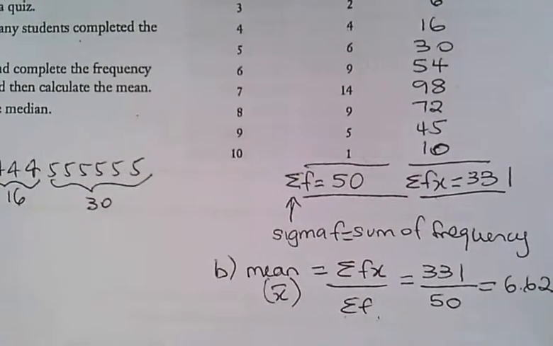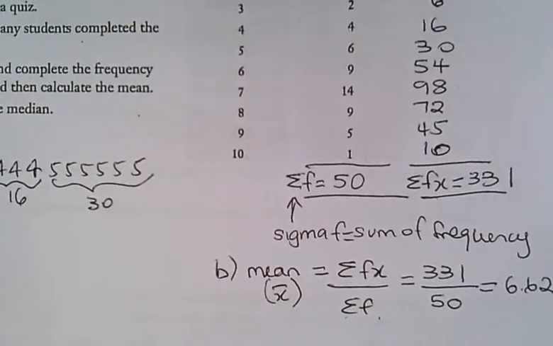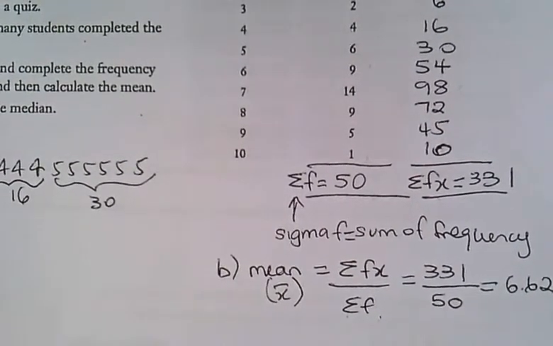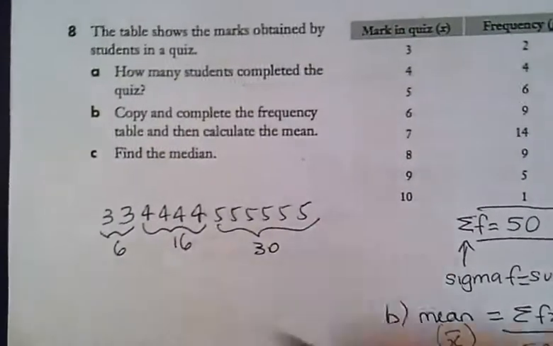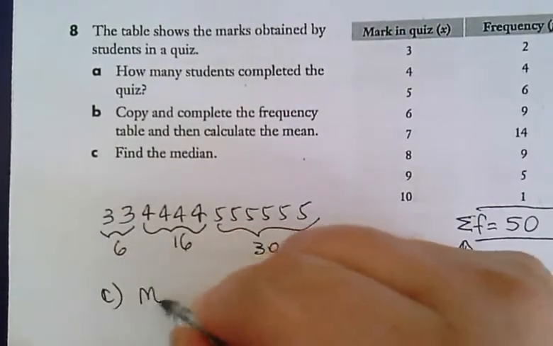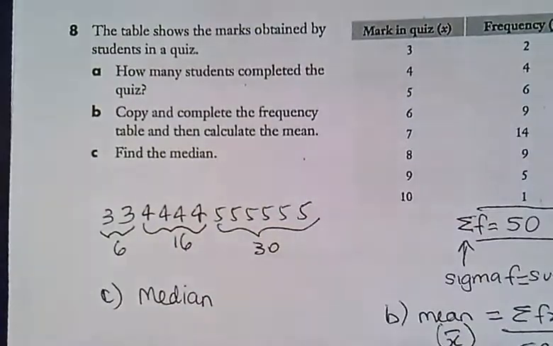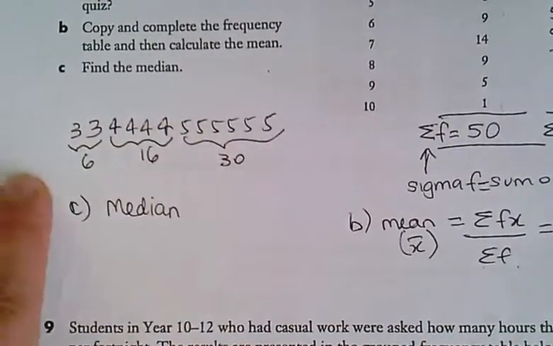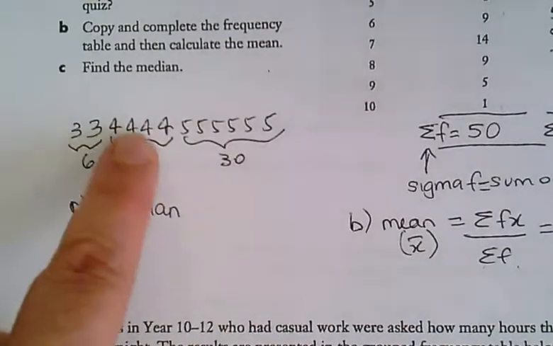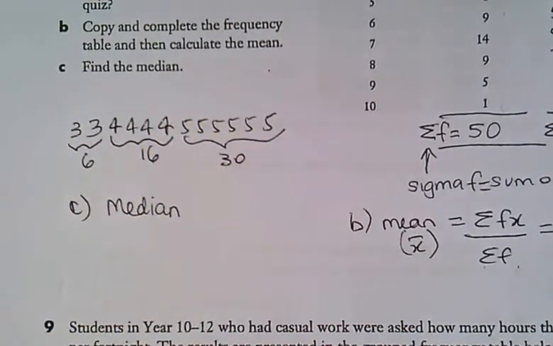Now, part C says to find the median. The median score. Now, the mean, the average is 6.62. Now for the median. Now, median is the middle score. How many students were there? So what we're supposed to do is line up everyone's scores. You know, I'm not going to do this. This would take me forever. 3, 3, 4, 4, 4, 4, 4, all these 5s, right?